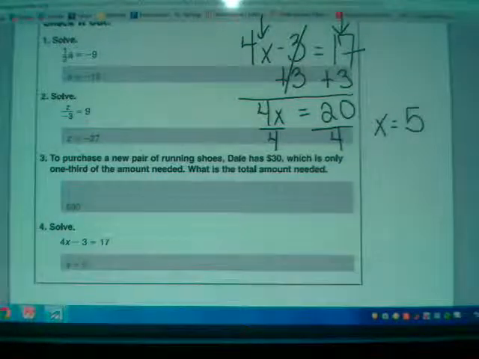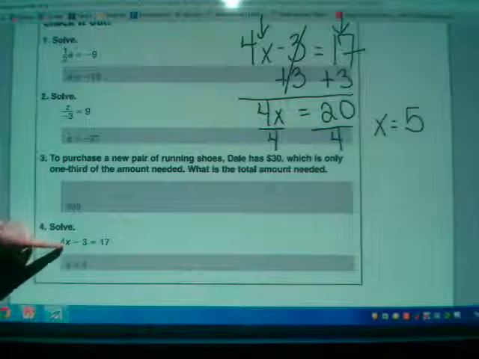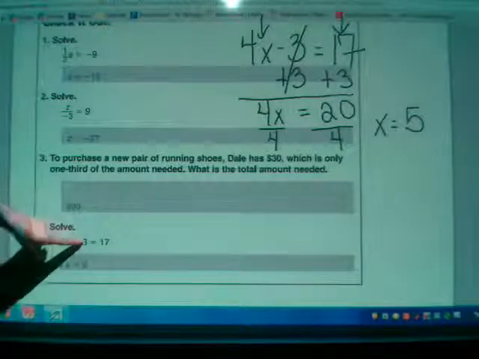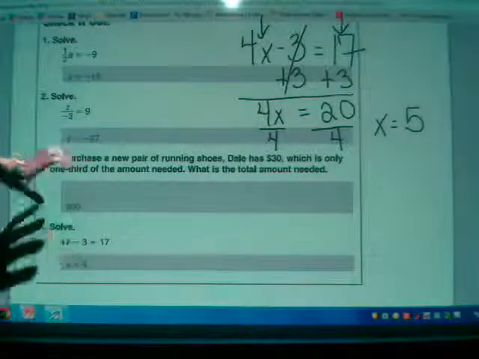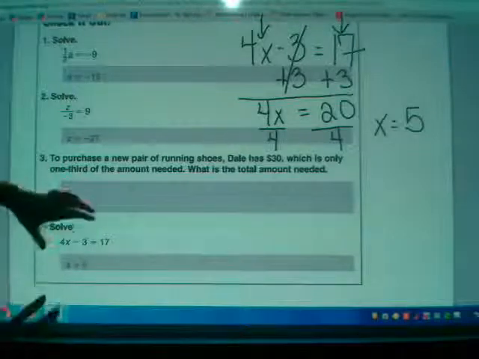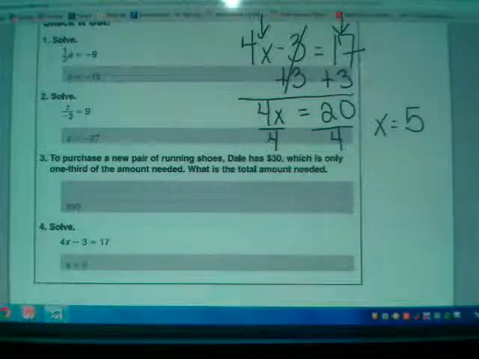We can check our work. We can do 4 times 5, which is 20. 20 minus 3 is 17. Since the left side of the equal sign is the same as what's on the right side of the equal sign, that's how we know we did this correctly.